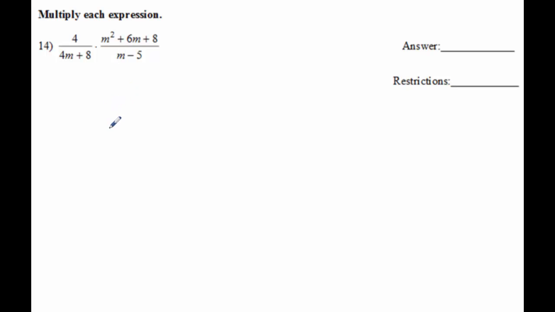Now, what should we do on 14? Factor first. Factor first. Okay. So on bottom, they have a 4 in common that I can take out.